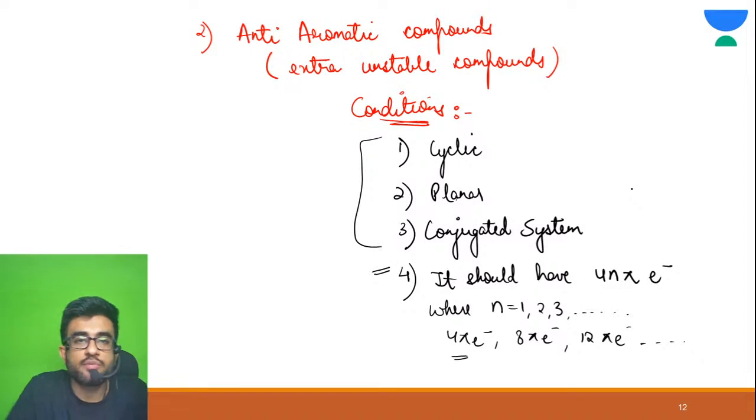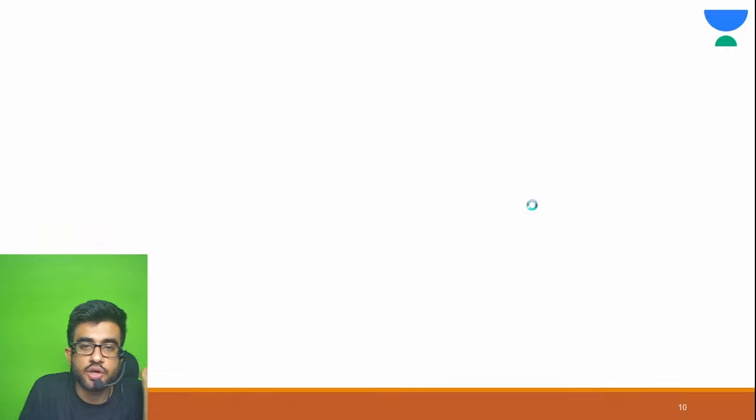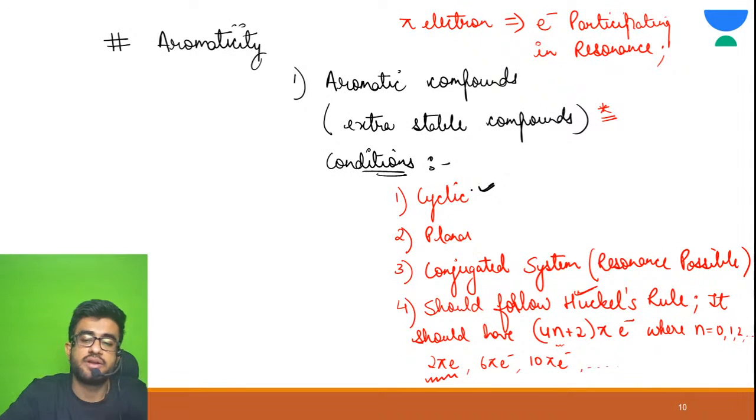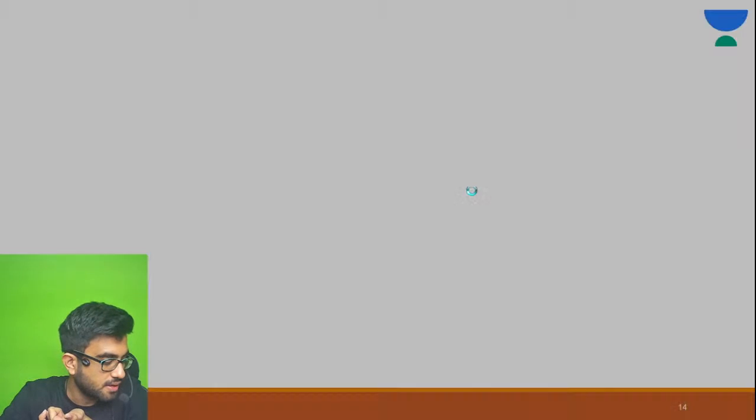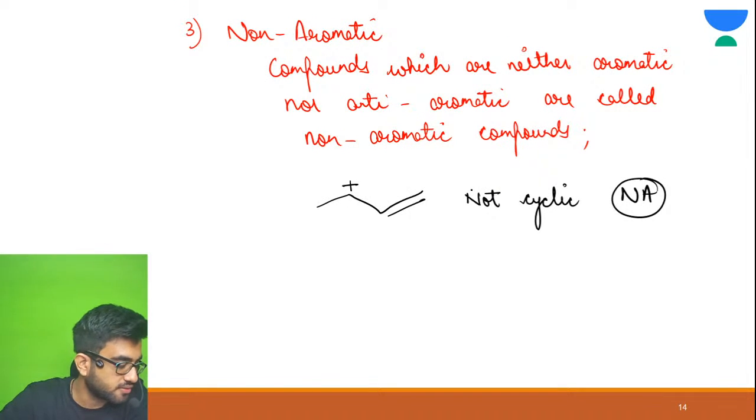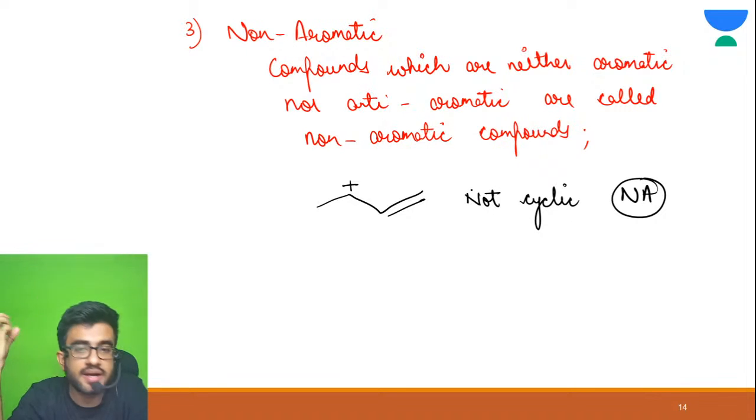Simple. Because for anti-aromatic, your compound needs to be cyclic. For aromatic, your compound needs to be cyclic. If it is not cyclic, then it is what? Non-aromatic. It is not cyclic, na? Great solo guy. Yes, Rajni. Great Nagendra. Alright, are you getting my point?